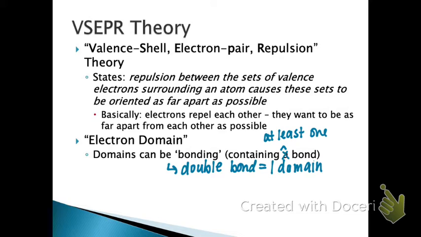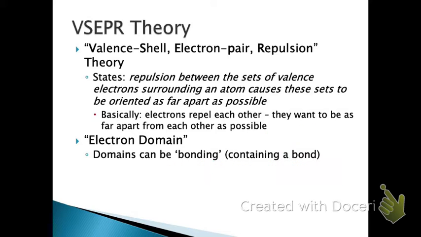The second type of domain is a non-bonding domain. So what do you think a non-bonding domain has to contain? It contains a lone pair, right? Because those electrons are not involved in bonding. And if they're not involved in bonding, they have to be a lone pair. So they're either bonding domains or non-bonding domains. We're going to look at how we identify the difference and all that kind of stuff in just a second.